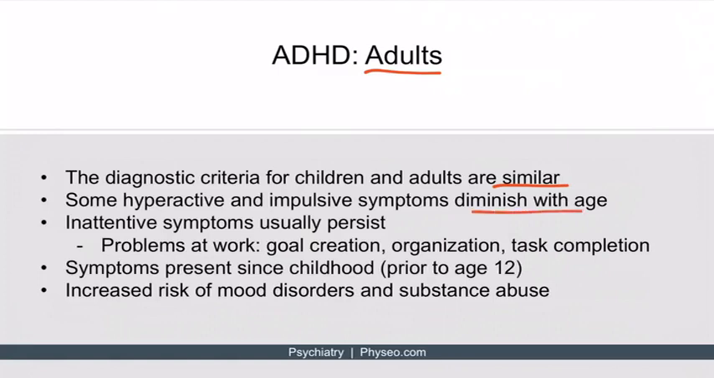For example, an adult with ADHD probably won't have as much trouble staying seated for longer periods of time, but still might talk excessively, constantly fidget, or make impulsive decisions like quitting a job without another option, or ending a relationship without fully thinking it over. On the other hand, the symptoms of inattention often persist throughout adulthood.